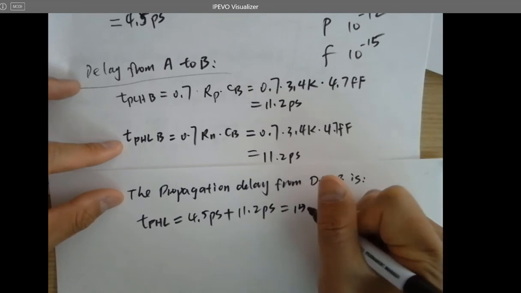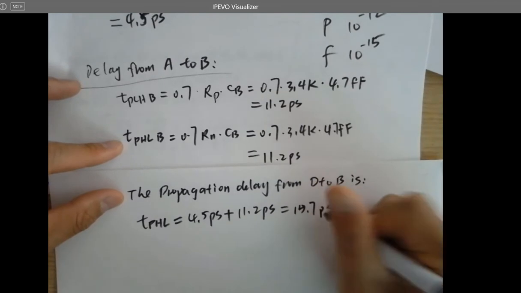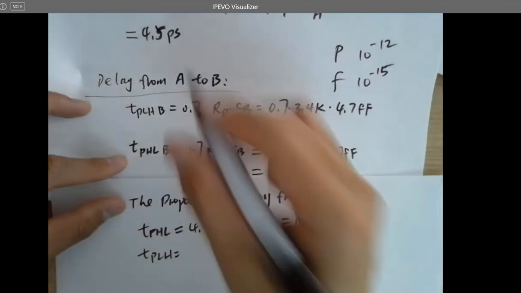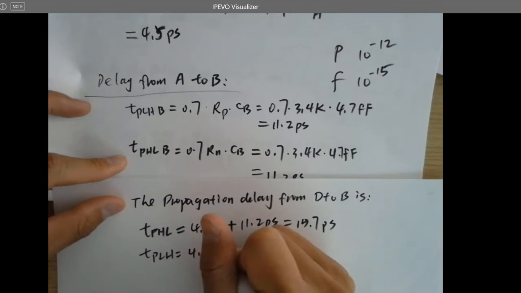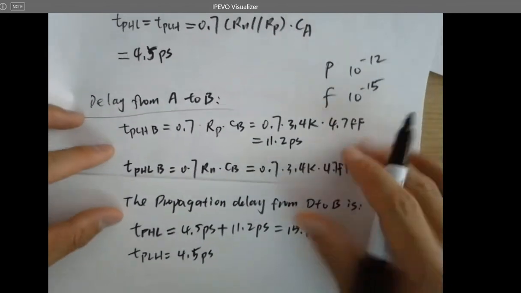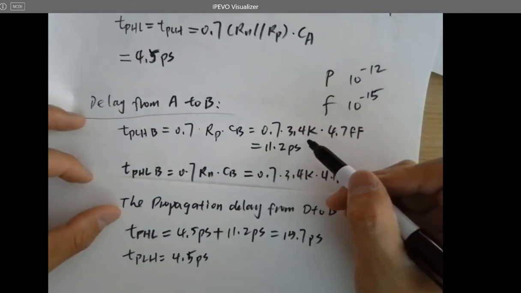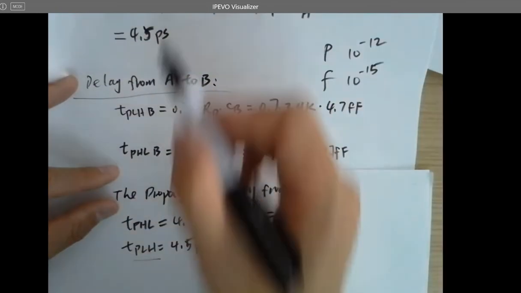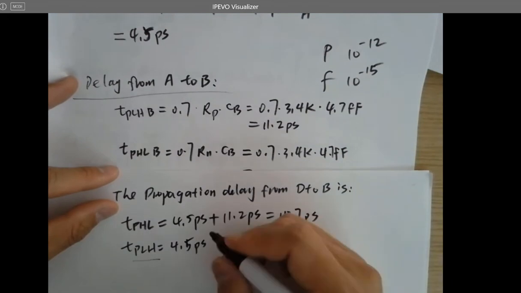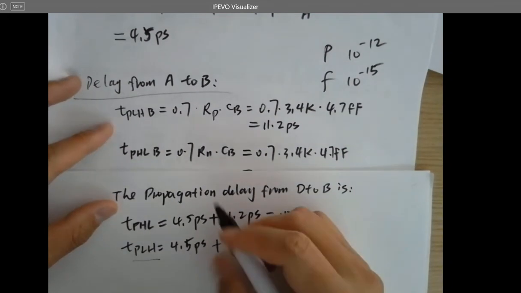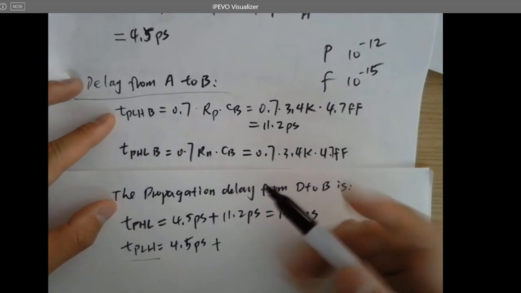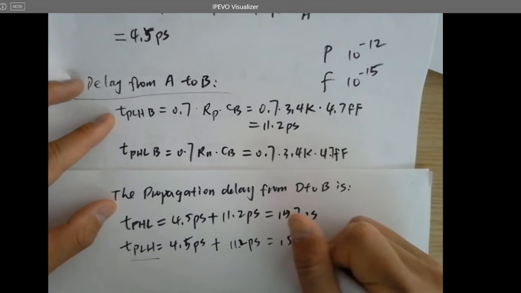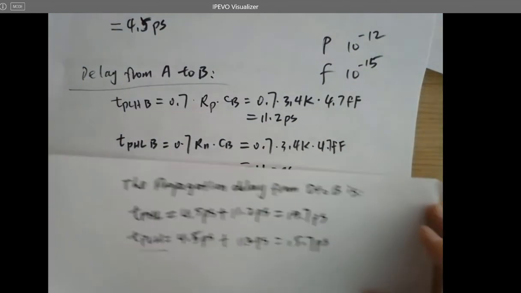That's 15.7 picoseconds. And TPLH is this one, 4.5. Yeah, they have the same values, but in case I give you a different RN and RP in the exam, you just need to know how to calculate it. It's going to be the first LH plus the second LH: 4.5 picoseconds plus 11.2 picoseconds, which is 15.7 picoseconds. Same values.